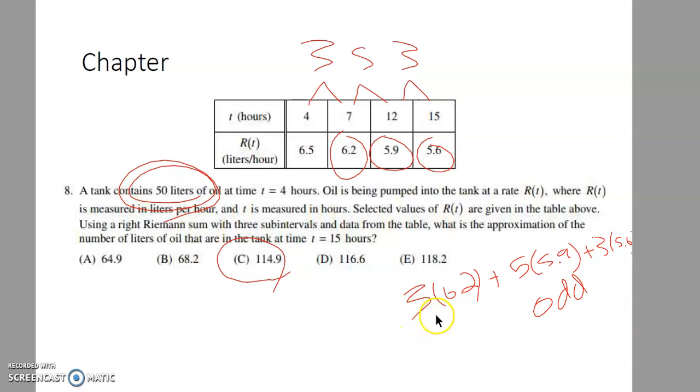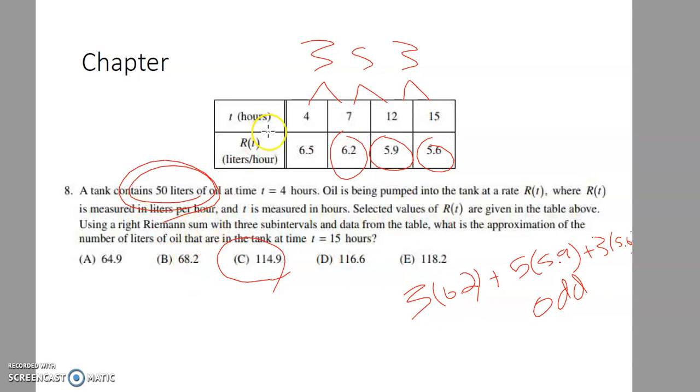So, all right, let's look at this. The gap between 4 and 7 is 3. The gap between 7 and 12 is 5. The gap between 12 and 15 is 3. I always do that. And then we're doing a right Riemann sum, so I circle the 3 that I'm going to multiply by. I'm not using this one on the left. So I'm going to do 3 times 6.2 plus 5 times 5.9 plus 3 times 5.6. That's what I have written down here. You can ignore what I wrote there with odd.